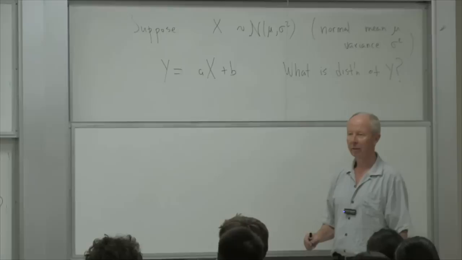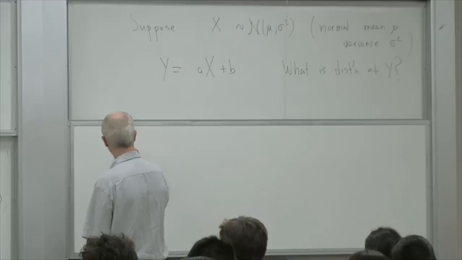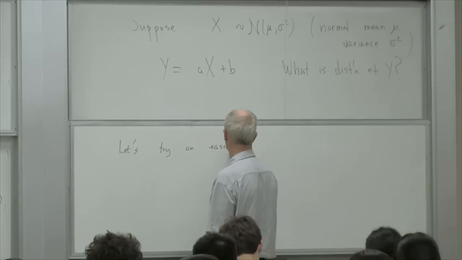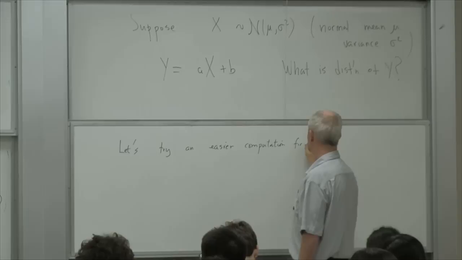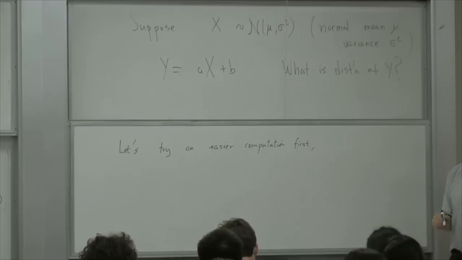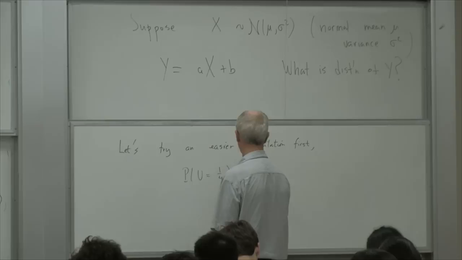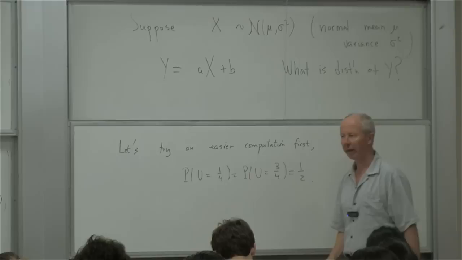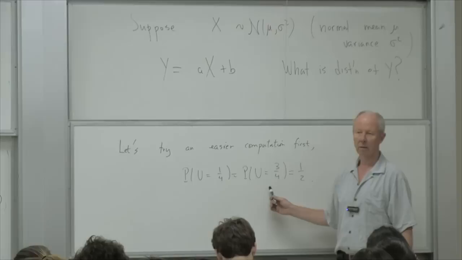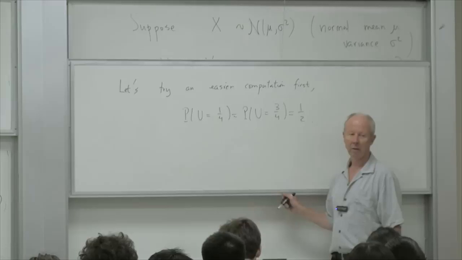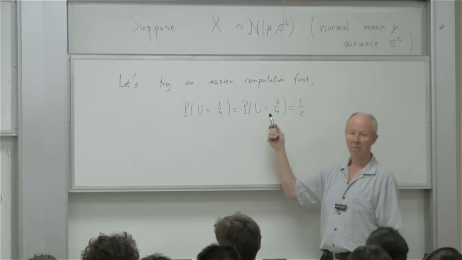Let's try the following. Let's say that the probability that U is 1/4 is equal to the probability that U is 3/4, which is 1/2. So we have a random variable that takes two values, 1/4 or 3/4, with equal probability. So how could you do that? Well, you toss a coin. If it comes up heads, you set U equal to 1/4. If it comes up tails, you set U equal to 3/4. Okay? Now let's try this.